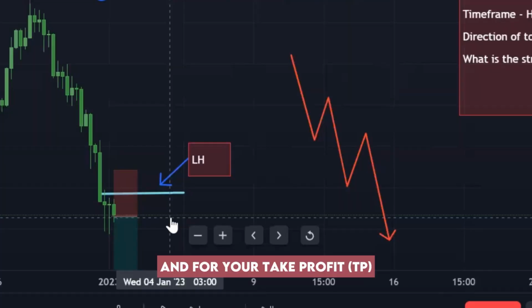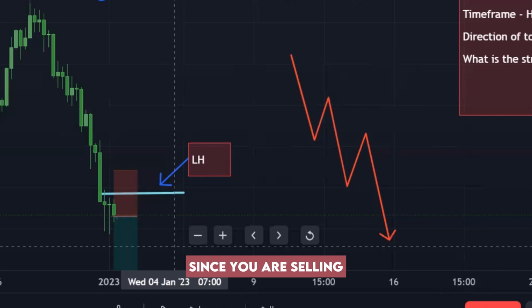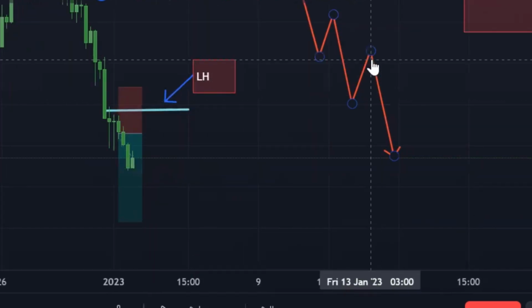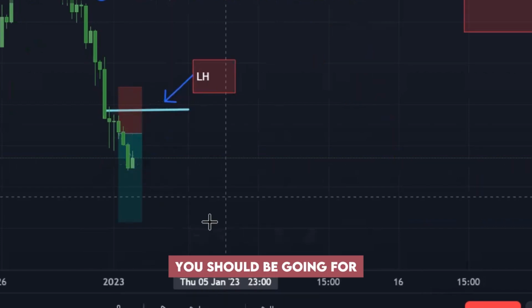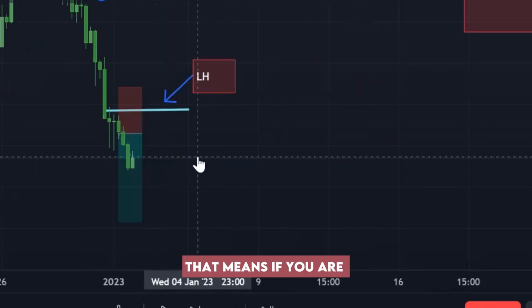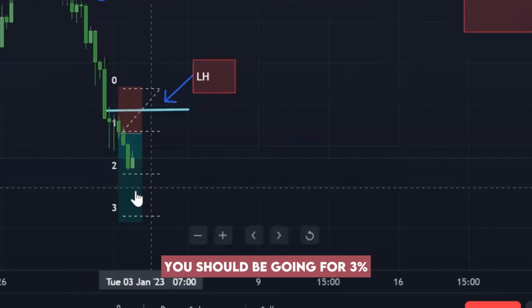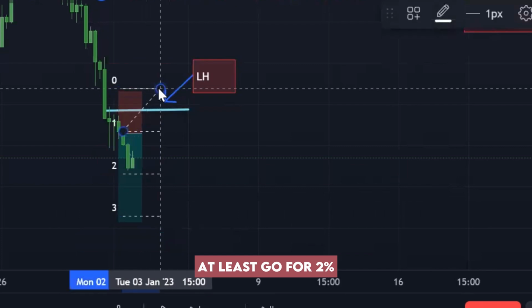And for your take profit, since you are selling, your take profit will be below the entry point, and you should be going for 1 to 3. So that means if you are risking 1%, you should be going for 3%. At least go for 2%.